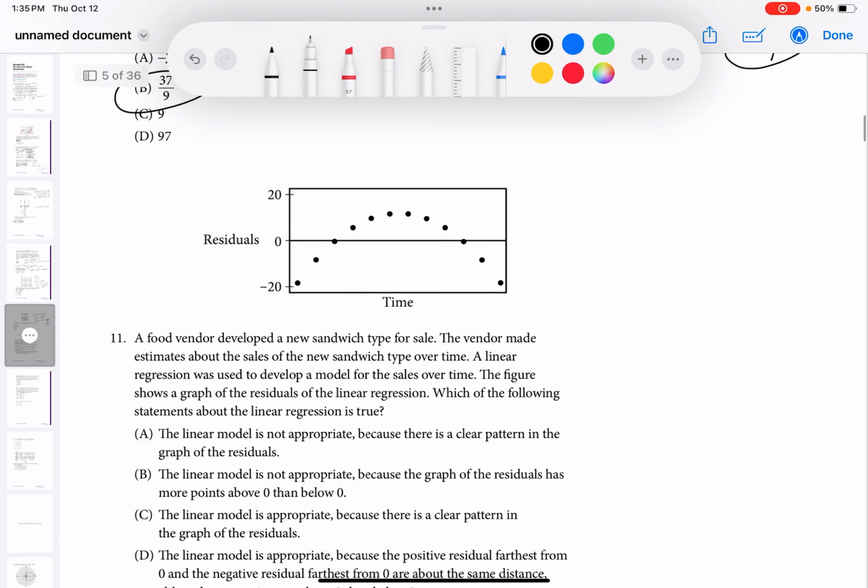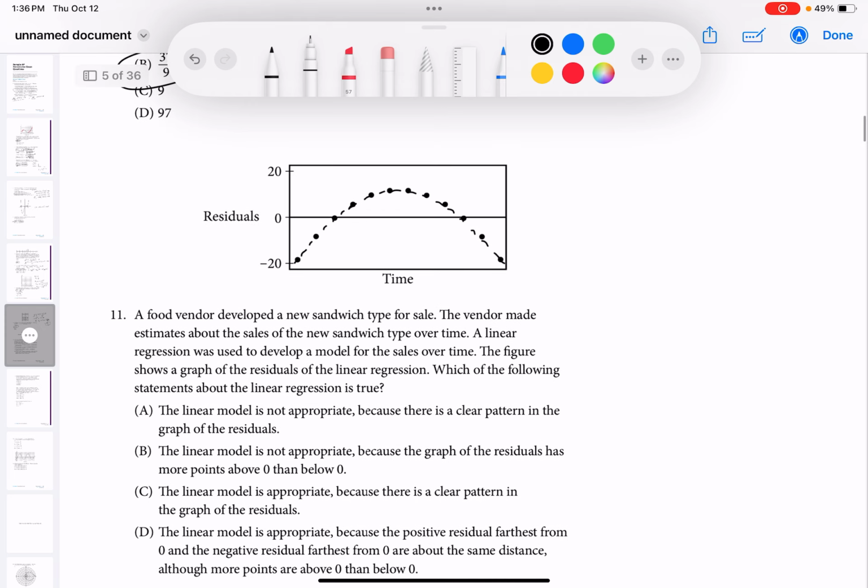And the next one, we don't cover this in college, by the way, but just kind of looking at it, they're trying to fit a linear line to this thing over here. But I want to point out, that just doesn't seem reasonable. If you look at this pattern over here, I mean, these are definitely following a quadratic pattern. So I'm going to say over here, just reading, a food vendor trying to develop a new sandwich type of sale. The vendor made estimates, blah, blah, blah. Linear regression was used to develop a model for sales over time. The figure shows the graph of the residuals of the linear regression. Which of the following statements about the linear regression is true?